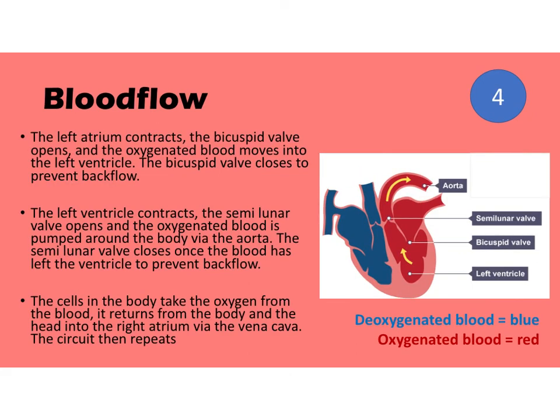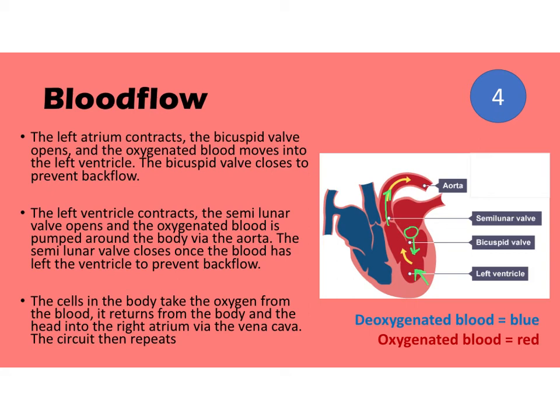Okay, and then step 4, the left atrium contracts, the bicuspid valve opens by here. The blood moves into the left ventricle. The bicuspid valve then closes to prevent backflow. The left ventricle then contracts. The semilunar valves open, and the oxygenated blood is pumped around the body via the aorta. The semilunar valve closes once the blood has left the ventricle to prevent backflow.